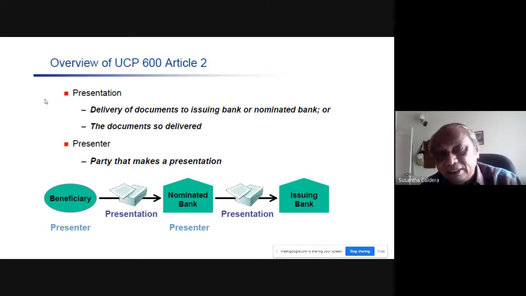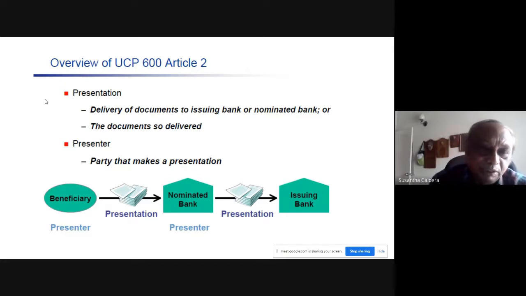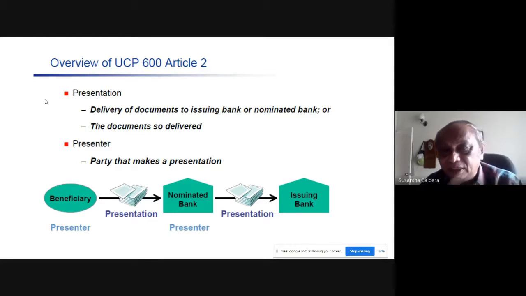The presenter means the party that makes a presentation. Now, the beneficiary is the presenter. The beneficiary will present the documents to the nominated bank. Right? They are also a presenter. Why? Because they also do a presentation of documents to the issuing bank. Right? You got it?